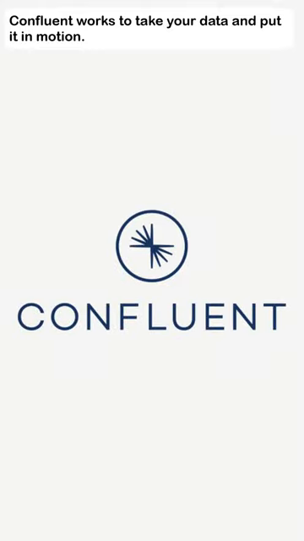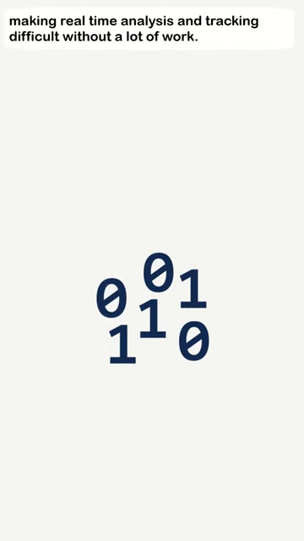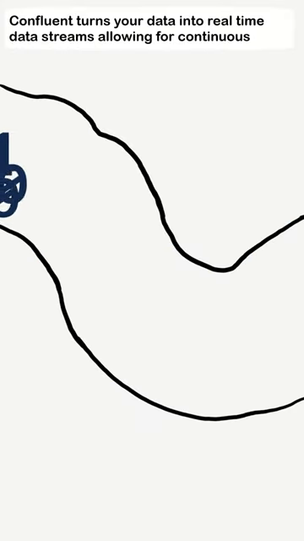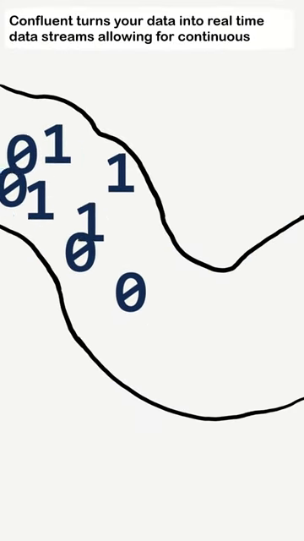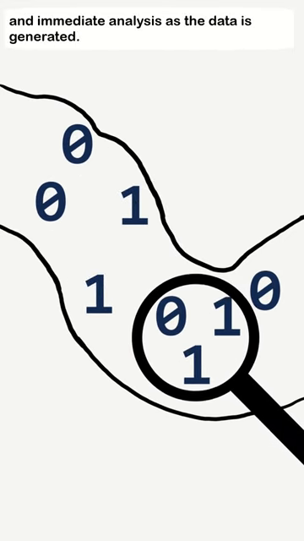Confluent works to take your data and put it in motion. Traditional data analysis and storage tools keep data at rest, making real-time analysis and tracking difficult without a lot of work. Confluent turns your data into real-time data streams, allowing for continuous and immediate analysis as the data is generated.